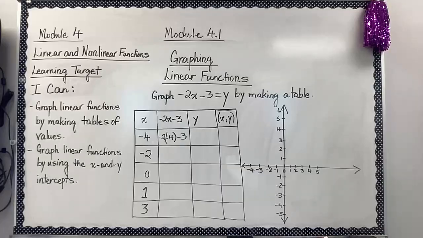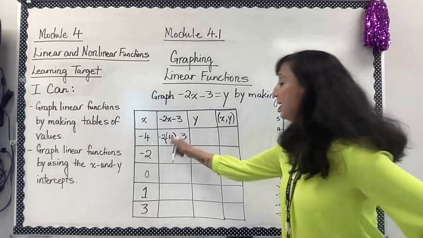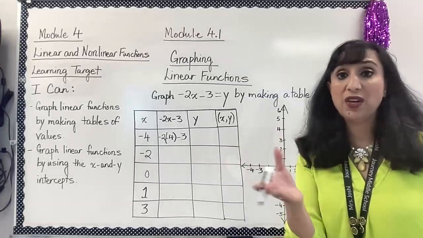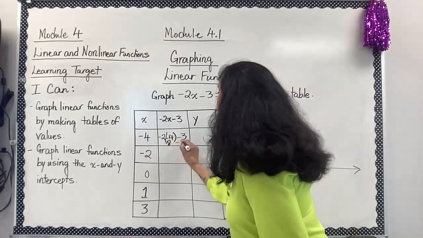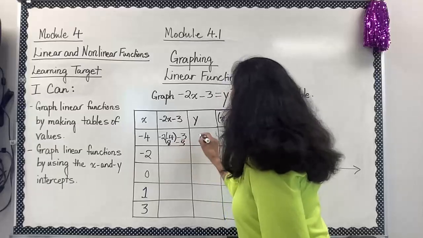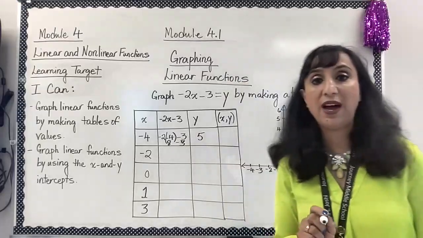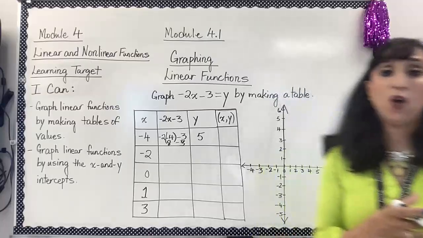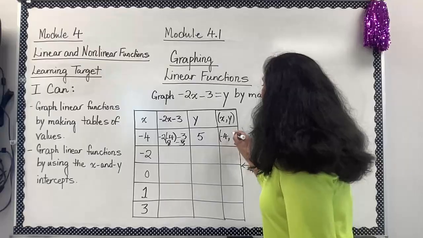Okay, so we have negative 2 times negative 4, that gives me 8, right? Because negative times negative is going to give me positive. So this gives me 8 minus 3, and I get 5. So if I look at my ordered pair, it is going to be negative 4 and 5.